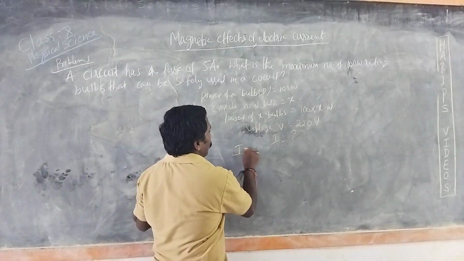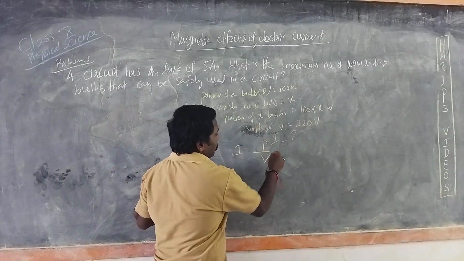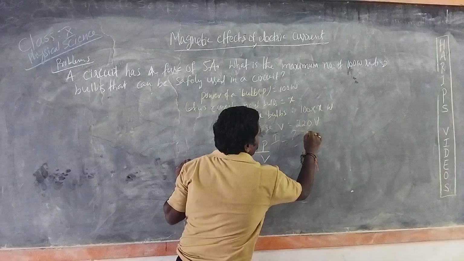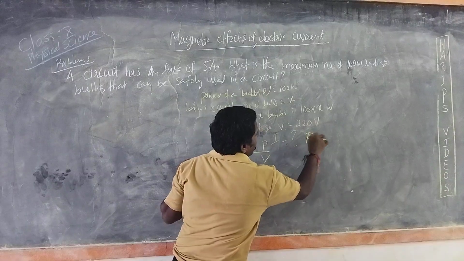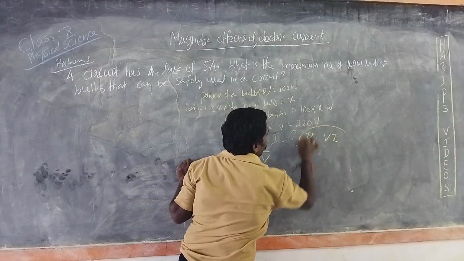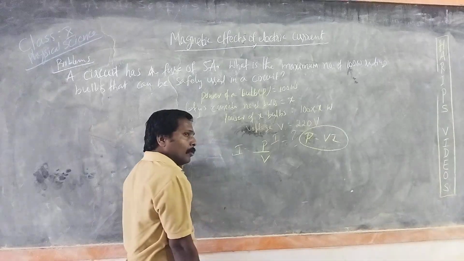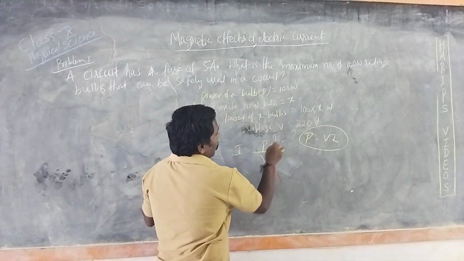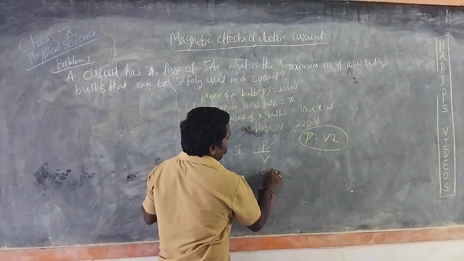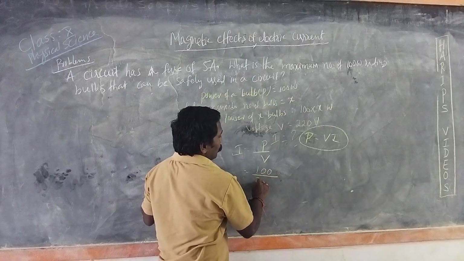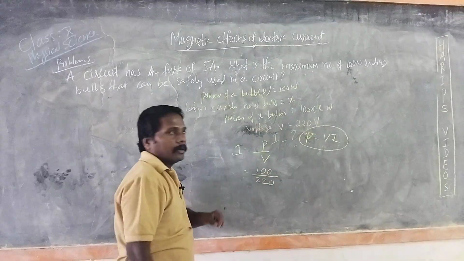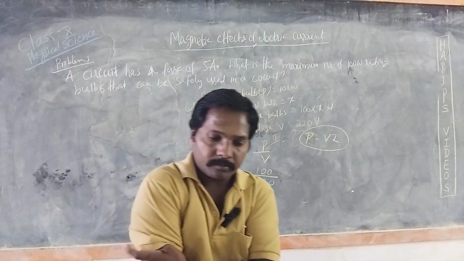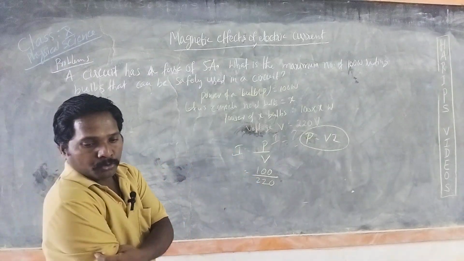So I is equal to P by V, from P is equal to VI. Power is equal to potential difference into current. So current through one bulb is 100 by 220.